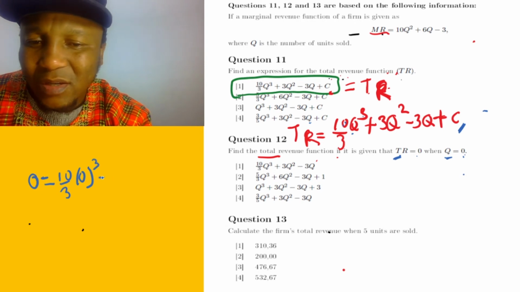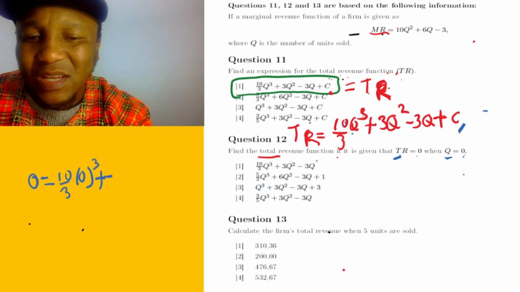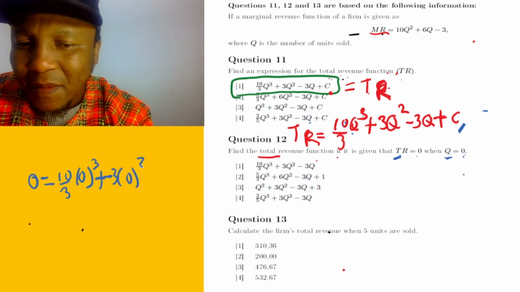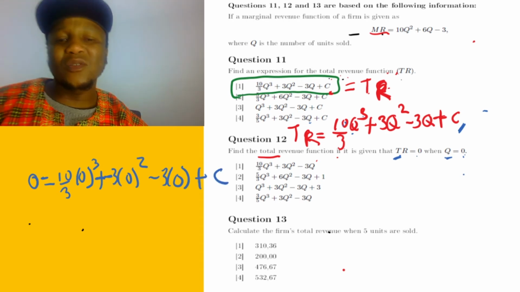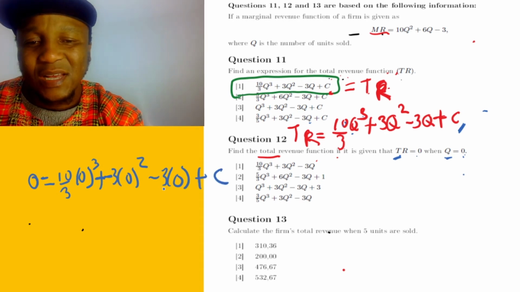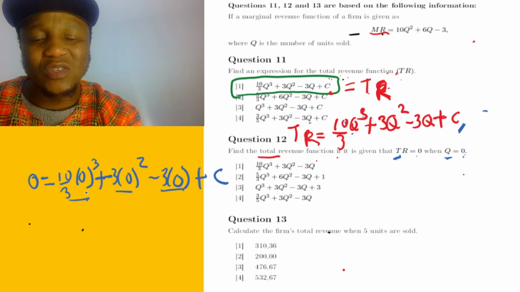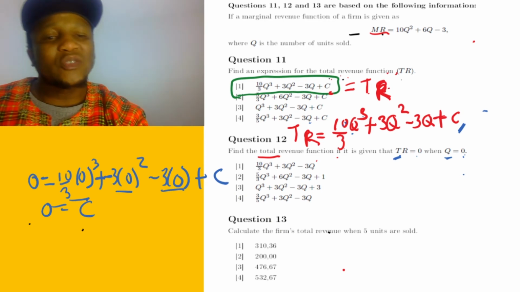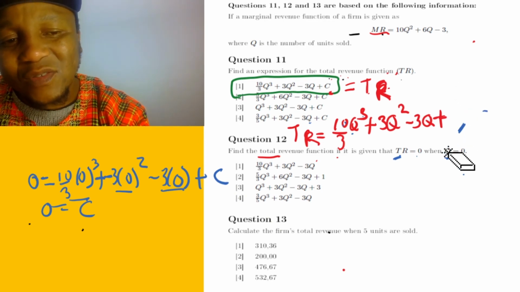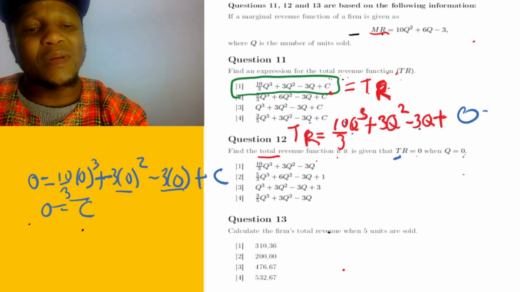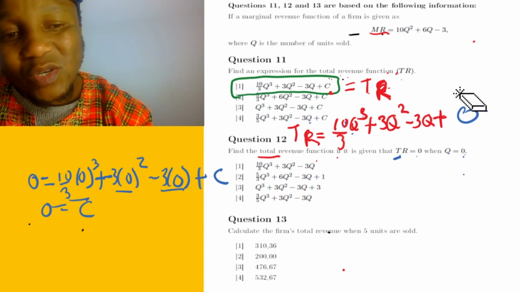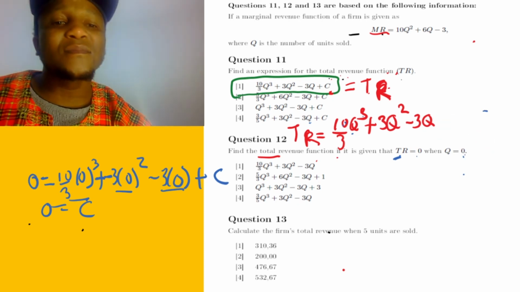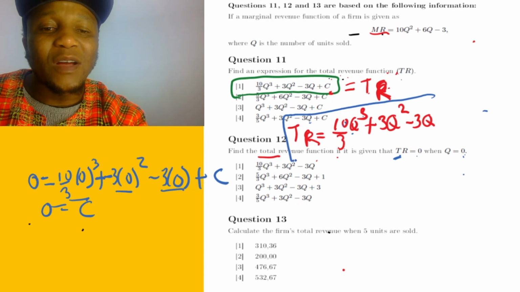Now we go for the next one, plus 3 times 0, and now minus 3 times 0, plus C. So we want to find the value of C. C equals 0, because this is going to be 0, this is going to be 0, this is going to be 0. So 0 equals C. So we know the value of C. We can replace it by saying C equals 0. But 0 plus anything is just itself. Sometimes it could be a number, but in this case we don't need the value of C because it's just 0. So this is the total revenue function.